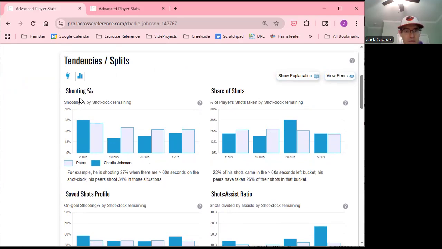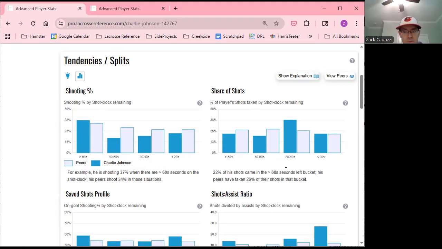The easy one, just up front, is shooting percentage. This shows the shooting percentage for Johnson depending on where the shot came in the shot clock. If there was more than 60 seconds left on the shot clock, he had 27 shots and shot 37%. That's the one bucket where he was a plus shooter relative to that peer group. In all the other buckets, 17%, 19%, 22%, he was a less effective shooter than the average. So if we're scouting, we know that as a finisher, he is most dangerous in those early possession situations.